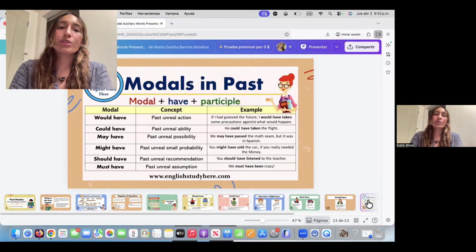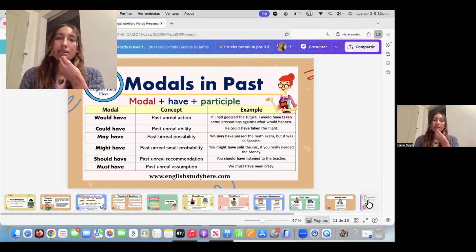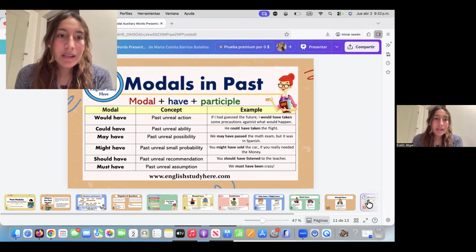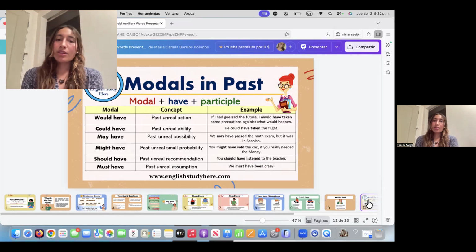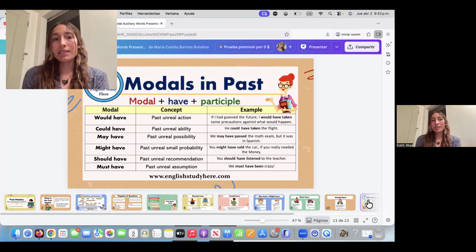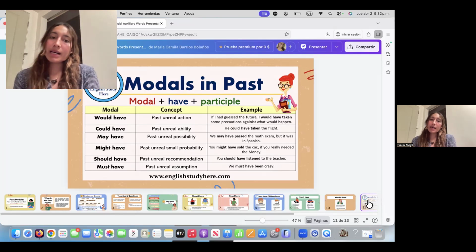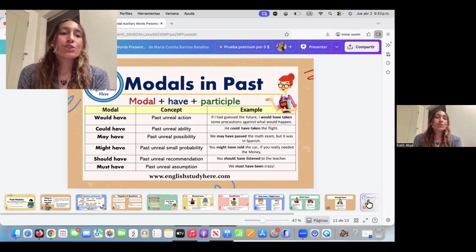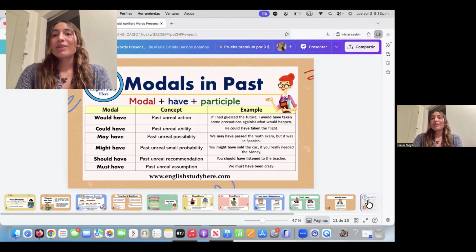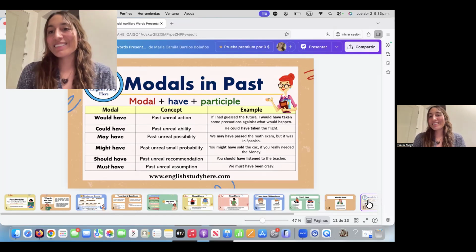So now we're going to review the modals in the past. We're going to make a little summary here. Would have: past unreal action. Could have: past unreal ability. May have: past unreal possibility. Might have: past small possibility. Should have: past unreal recommendation. And must have: past unreal assumption. So, well, thank you for listening to me, teacher.